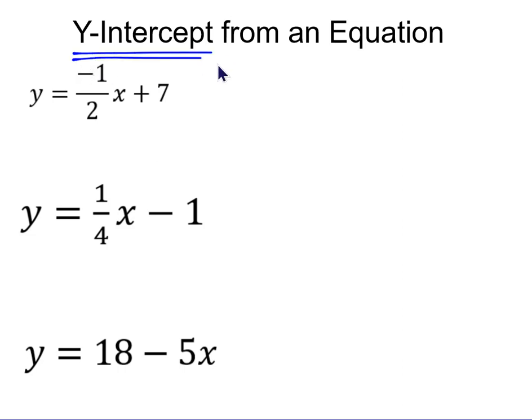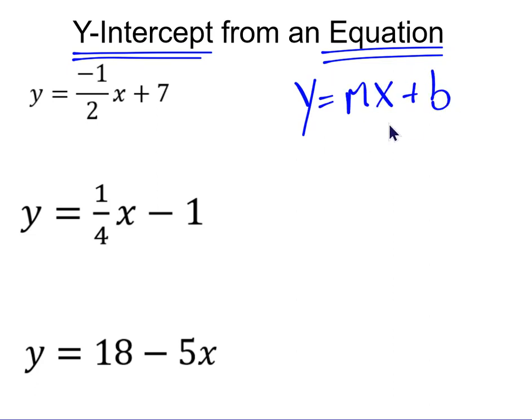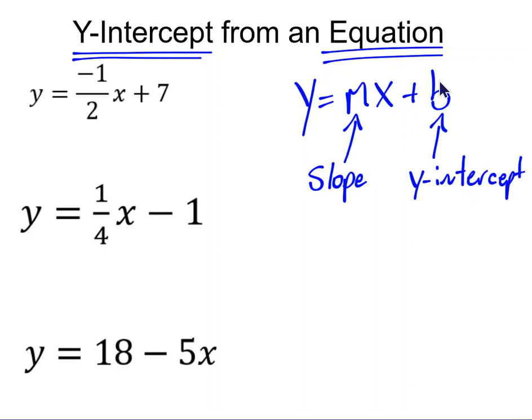All right, so here we're talking about finding the y-intercept from an equation. And the equation that we're talking about is the slope-intercept equation. y equals mx plus b, where m stands for the slope and b stands for the y-intercept. That's why we're so interested in that y-intercept, because it makes up a part of this equation.